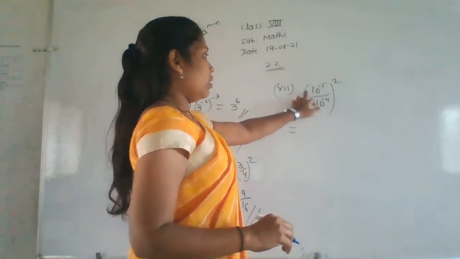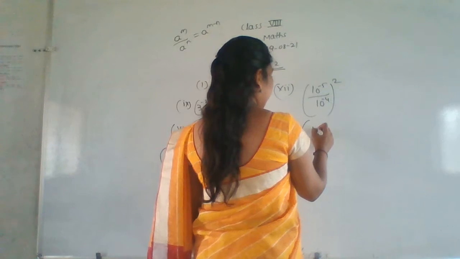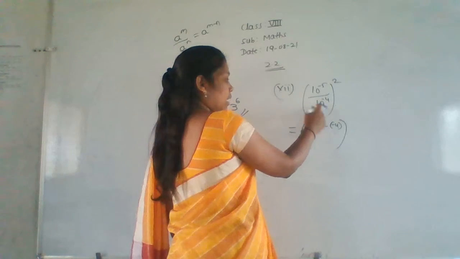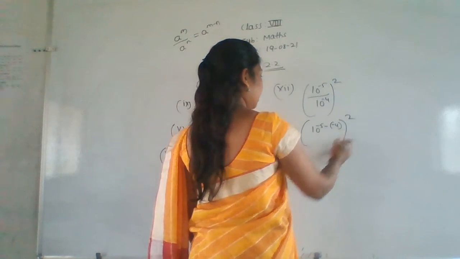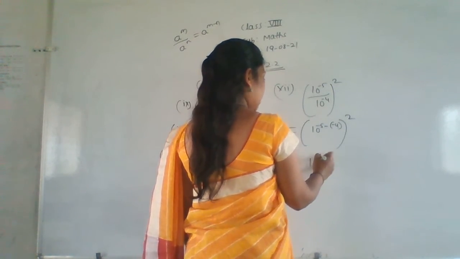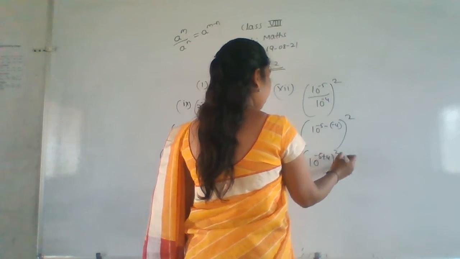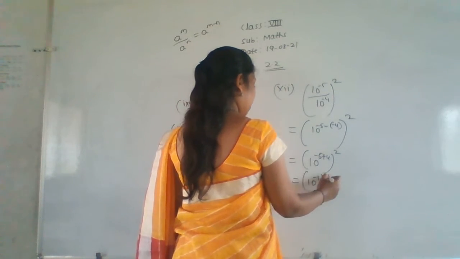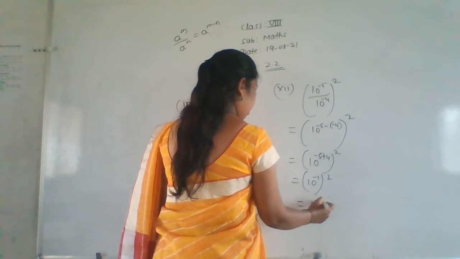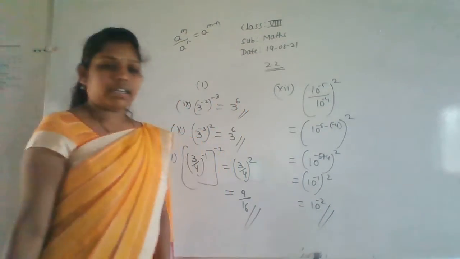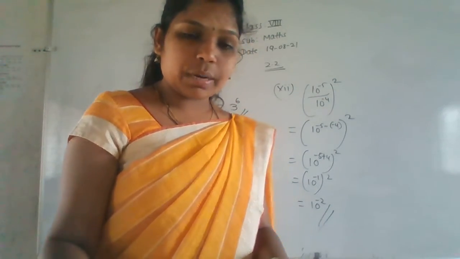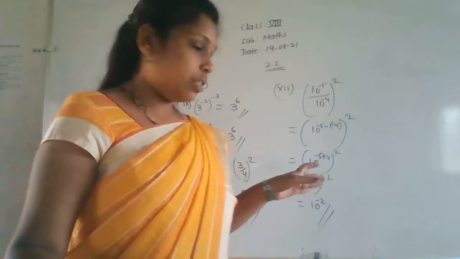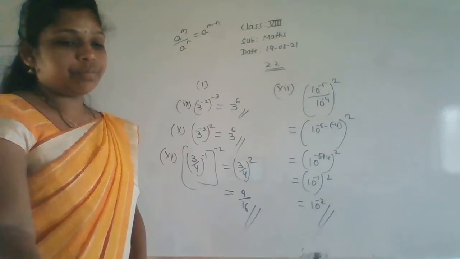So first simplify the bracket values, that is 10 to the power minus 5 minus of minus 4, because division is in minus of minus 4, to the power 2, same as it is here, minus 5 plus 4, to the power 2, that is nothing but 10 to the power minus 1 to the power 2, that will be 10 to the power minus 2. Yeah. 10 to the power minus 2 is nothing but 1 by 100 you will get. Next one.